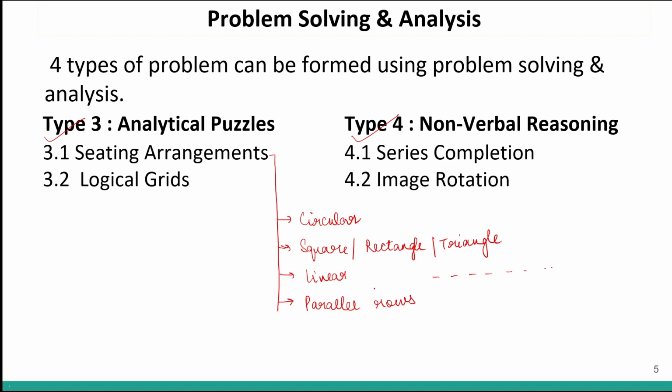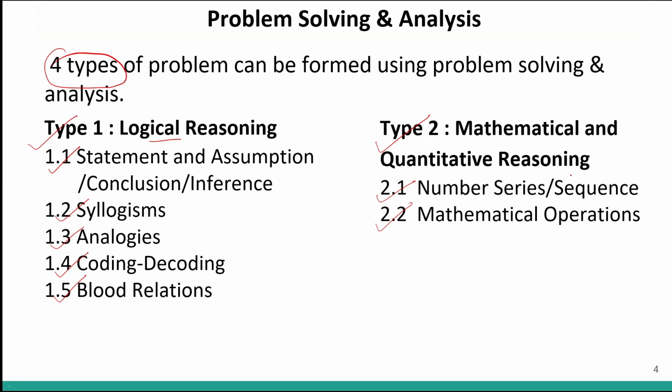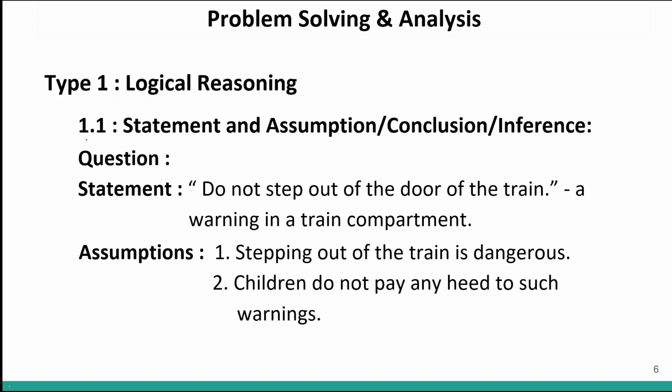In today's class, we will discuss only 2 types, that is type 1 logical reasoning and type 2 mathematical and quantitative reasoning in detail, so you can get an idea of all these topics. Now, starting from topic number 1, type 1 logical reasoning, and topic number 1, that is statement, assumption, conclusion, and inference. So in these type of questions, you get a statement, then you can get 3 things. You can either get assumption, you can either get conclusion, or you can get inference, and you have to tell which of the assumption, conclusion, or inference is true.